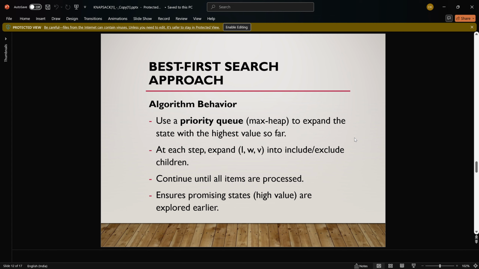So let's move on to our algorithm, which does contain heuristics. Best first search approach. We use a priority queue to expand the state with the highest value so far. At each step, we expand (i, W, V) into exclude or include children. Continue until all items are processed. This ensures promising high value states are explored earlier. So whatever are the more promising states are going to be explored before the ones which may look not much favorable. So this is kind of similar to a greedy approach.